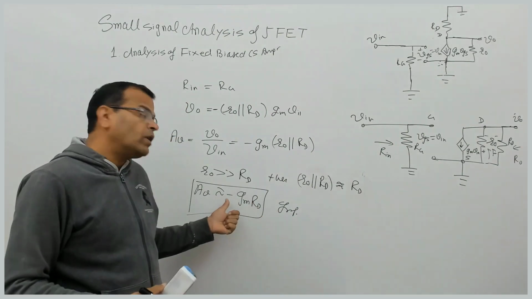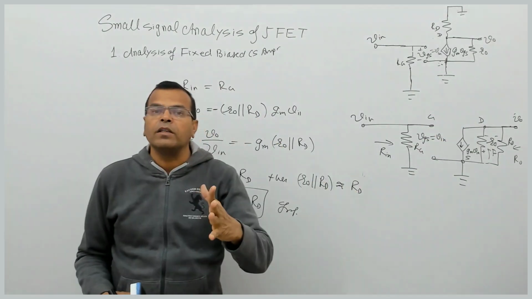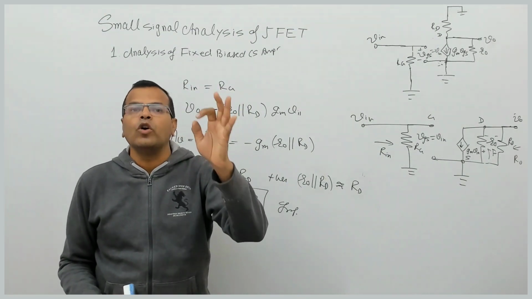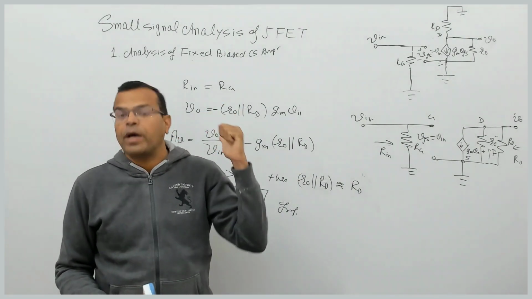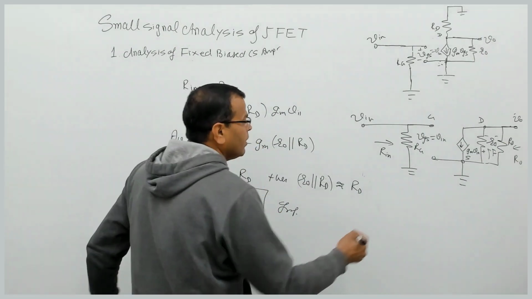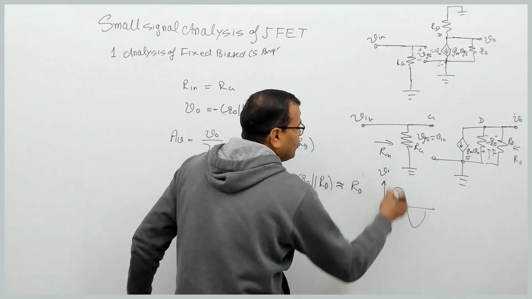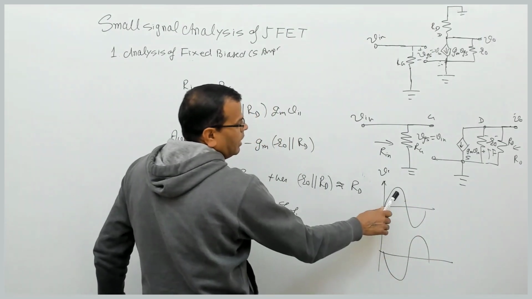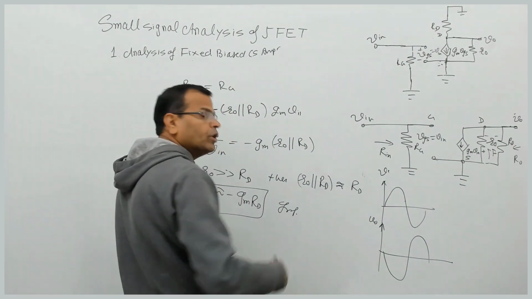But what is the meaning of the negative sign? Remember, in case of common source amplifiers, your voltage gain is negative. That indicates the output voltage is shifted by 180 degrees in comparison to input, so output voltage is simply inverted. Suppose this is the input voltage VI. The output voltage will be 180 degrees out of phase with this. If the input is positive, the output will be negative.